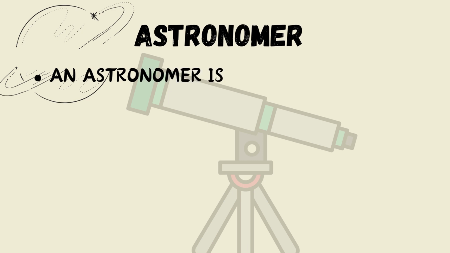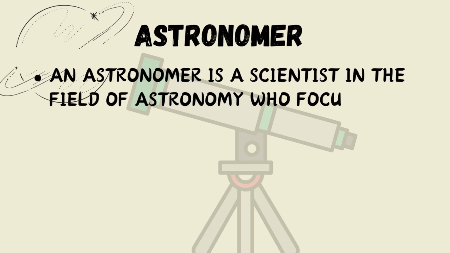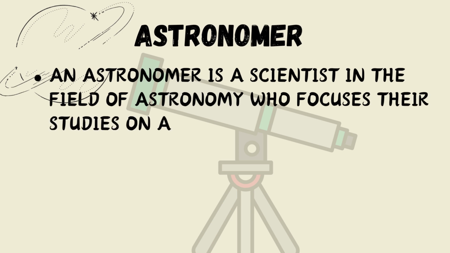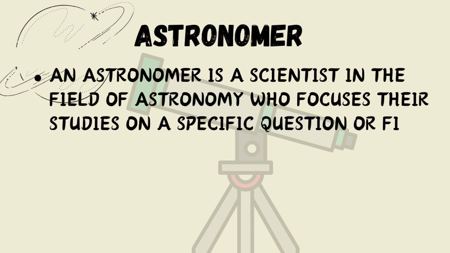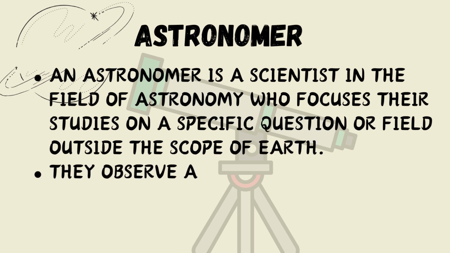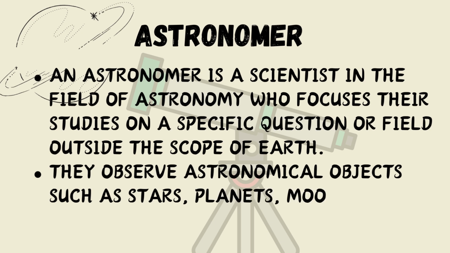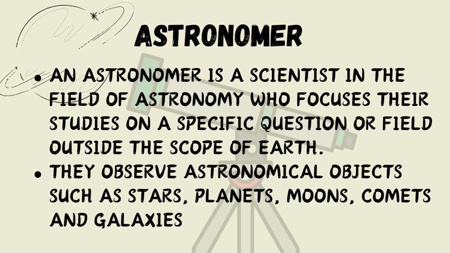Astronomer. An astronomer is a scientist in the field of astronomy who focuses their studies on a specific question or field outside the scope of Earth. They observe astronomical objects such as stars, planets, moons, comets, and galaxies.